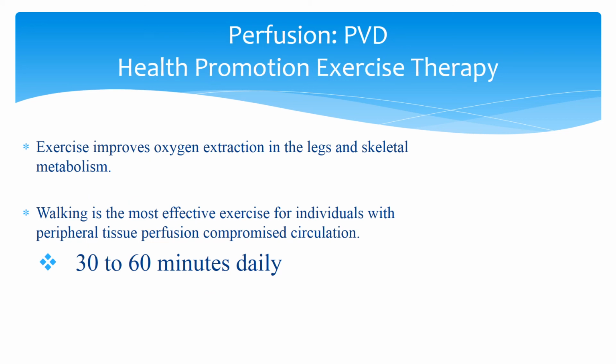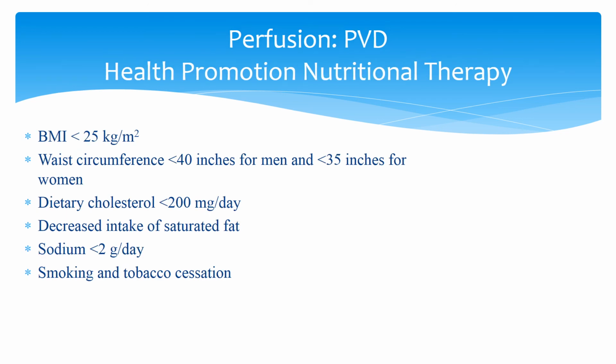Okay, health promotion, what we want to do is we want to make sure that they're doing at least 30 to 60 minutes of exercise a day. And the biggest thing is patients that have intermittent claudication, the best remedy is to walk. Walking really helps alleviate that. Nutrition, we want to make sure that their BMI is less than 25. Waist circumference, big thing, cholesterol, sodium, salt intake, because that's linked with our high blood pressure, and fat intake, which is linked to the atherosclerosis. So we want to make sure that we prevent any kind of buildup, and also we want to promote smoking and tobacco cessation, because that works against what we're doing.